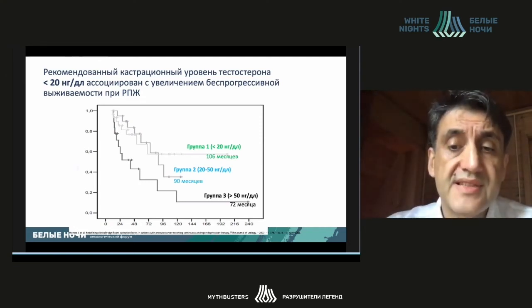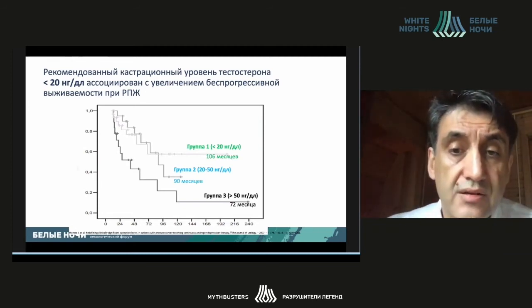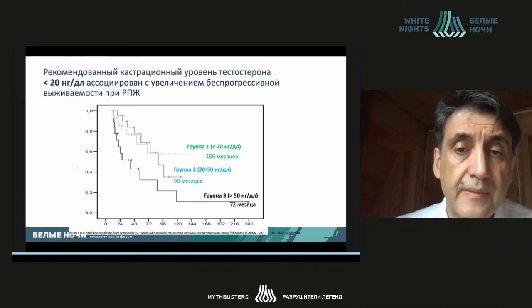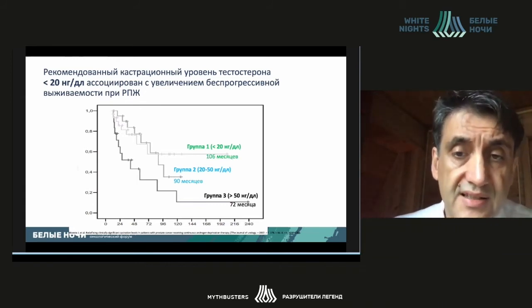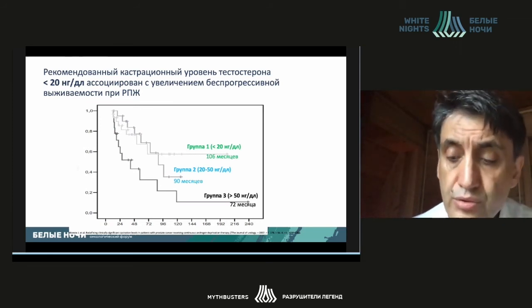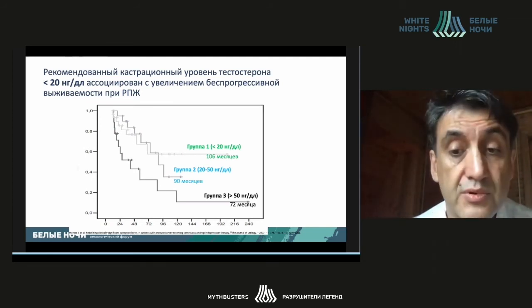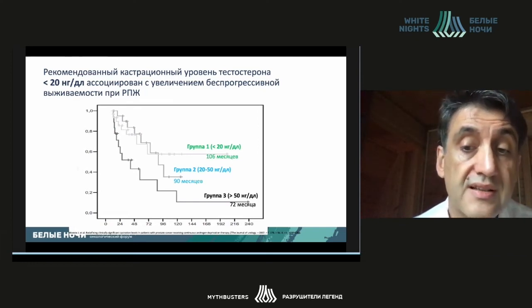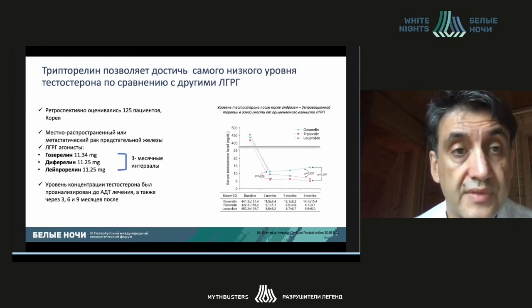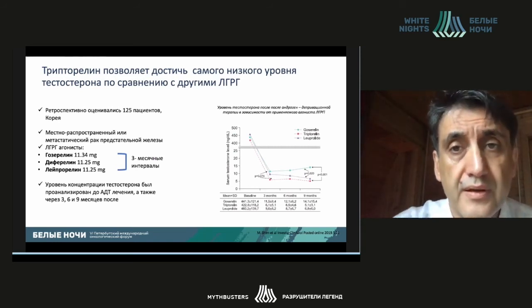In this diagram, we can see that the patients for whom the testosterone level attained after therapeutic or surgical castration is under 20 have better survival versus the patients for whom the level of testosterone is over 15 nanograms per deciliter.